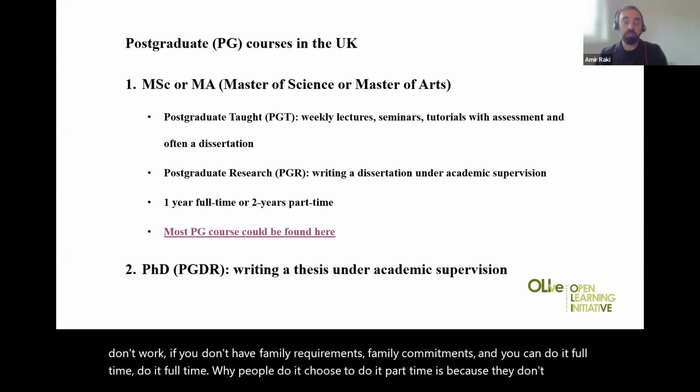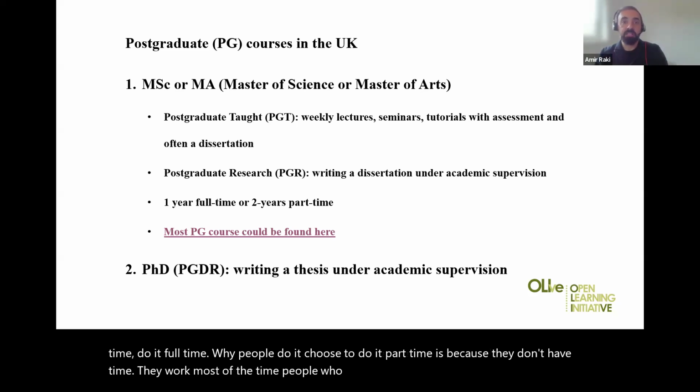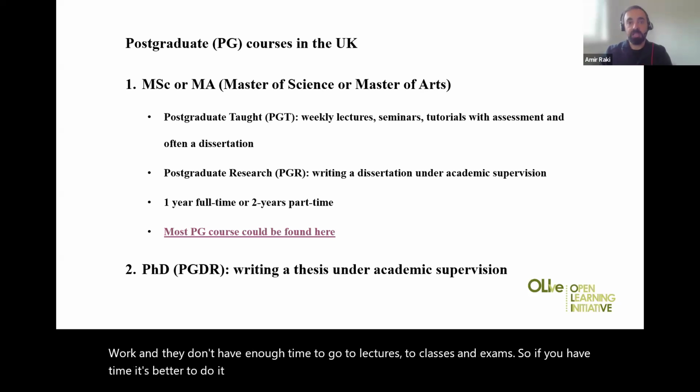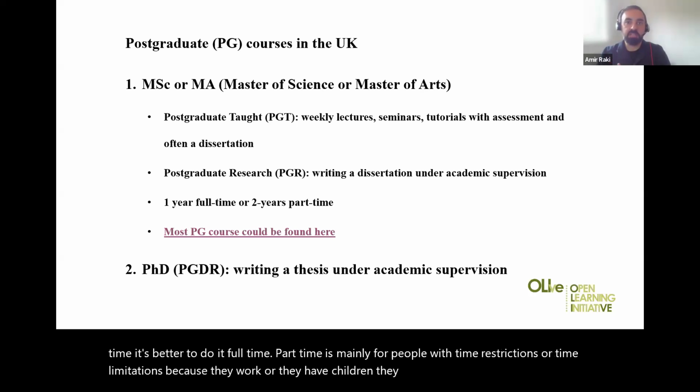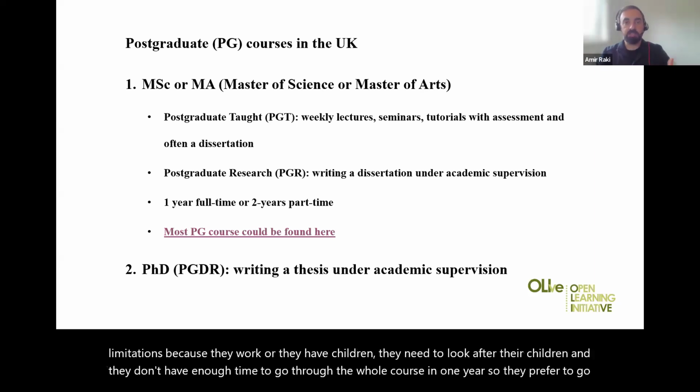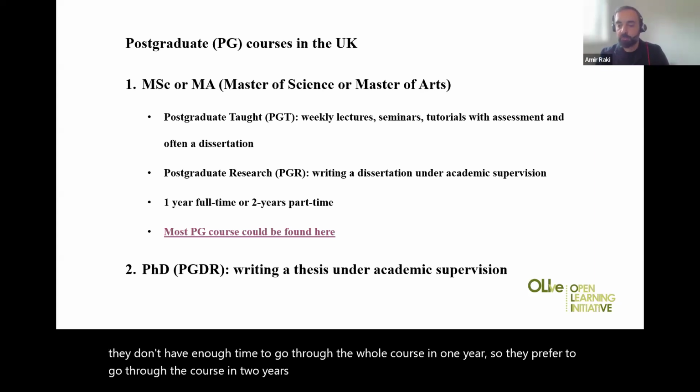People choose to do it part-time because they don't have time. They work most of the time. People who do part-time courses have a job, so they don't have enough time to go to lectures, classes and exams. So if you have time, it's better to do it full-time. Part-time is mainly for people with time limitations, because they work or they have children to look after, and they don't have enough time to go through the whole course in 1 year. So they prefer to go through the course in 2 years so that they can have more time.